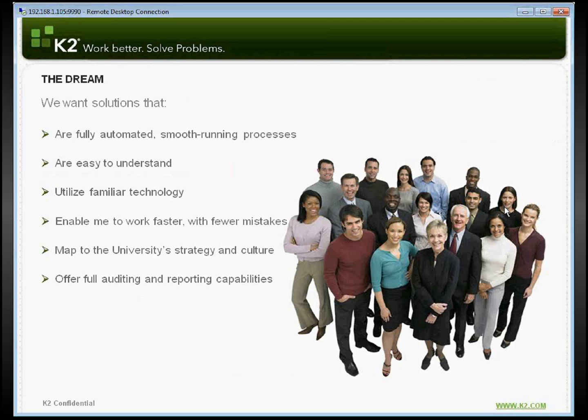You want to be enabled to work faster with fewer mistakes. And when you automate the process like that, there's less task or less complexity for users to make mistakes when entering information. And of course, offering that full auditing and reporting capability. So you want a tool that not only automates your processes, but also allows you to visualize and have some visibility into that process as it's running.